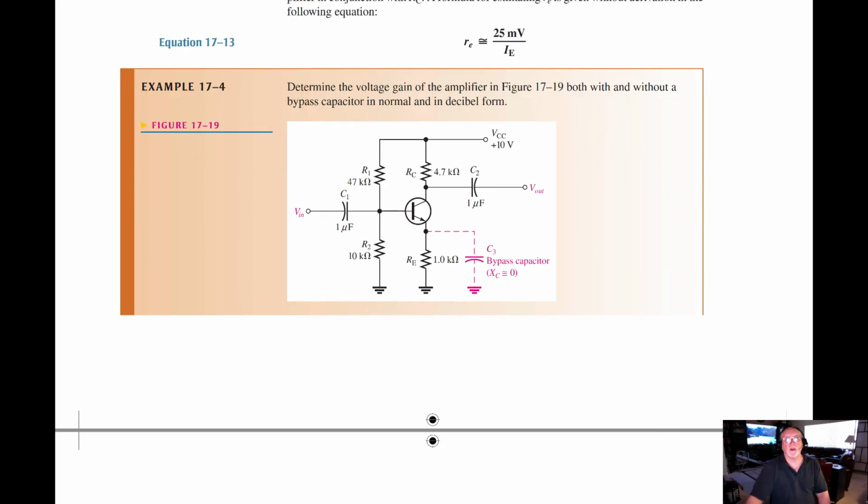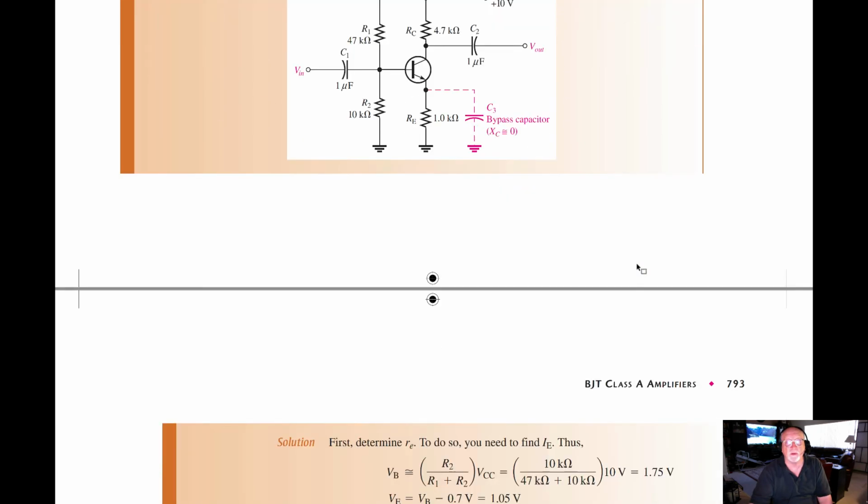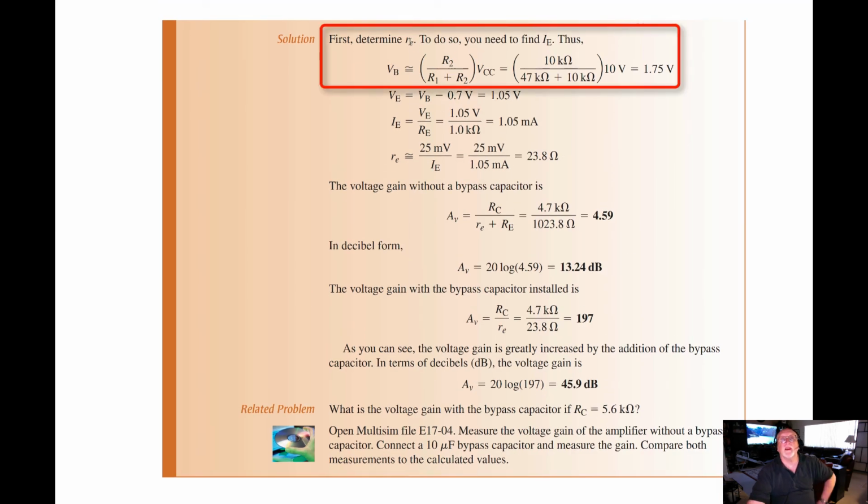So if we look at a quick example here, determine the voltage gain of the amplifier both with and without the bypass capacitor. So we're just going to go through that exercise given the values and using the expressions that we just went through. So first, determine the internal resistance of the transistor at the emitter. To do so, you need to find I sub E. So we need to find the collector current or the emitter current.